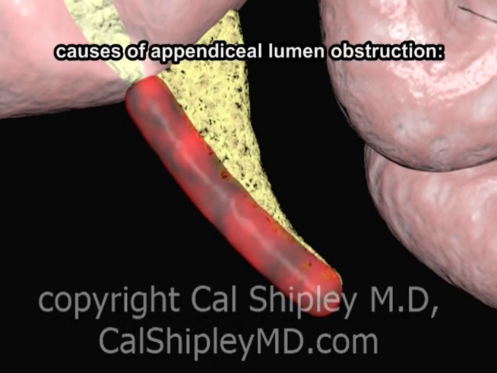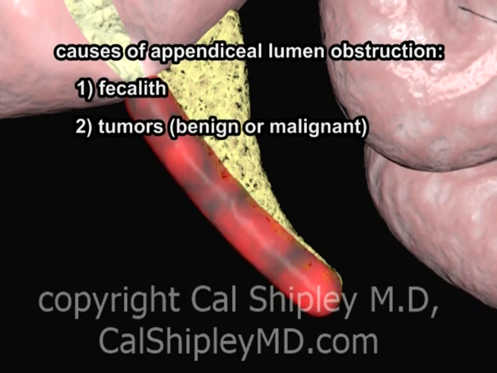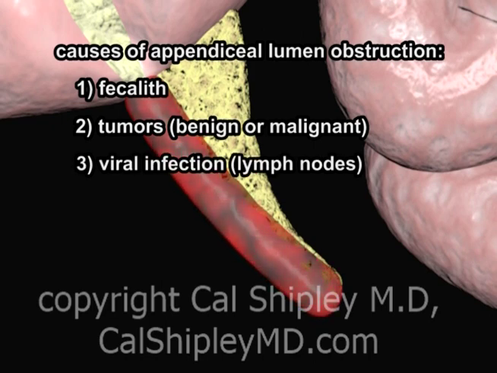It's important to note that obstruction of the appendiceal lumen may occur from other sources. In addition to fecaliths, obstruction may be caused by tumors, either benign or malignant, infectious processes, especially those virally related, which may cause obstruction by triggering lymph node enlargement in the area of the appendix. Calculi, which precipitate from calcium salts contained in the appendiceal mucus. This is a fairly rare cause of obstruction.